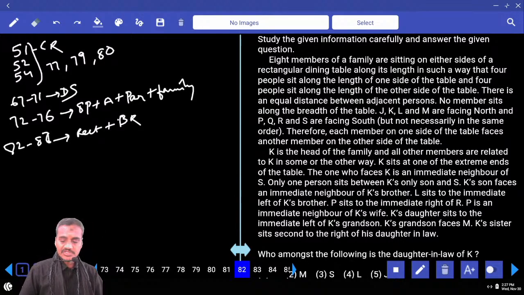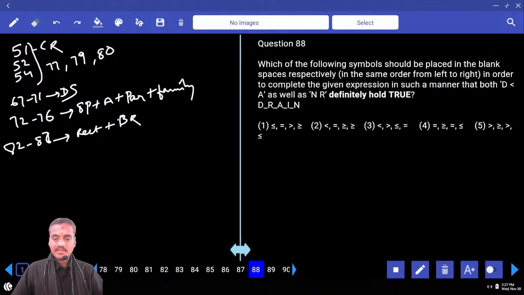Then the next one, question number 88. Now in this, what is given: d lesser than a as well as n greater than r. But we don't have that symbol, we have n lesser than or equals to r. D lesser than a as well as n lesser than or equals to r, both must be definitely true. What do both need? They must be true.